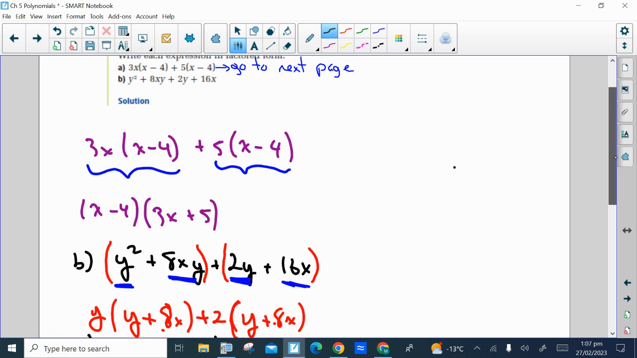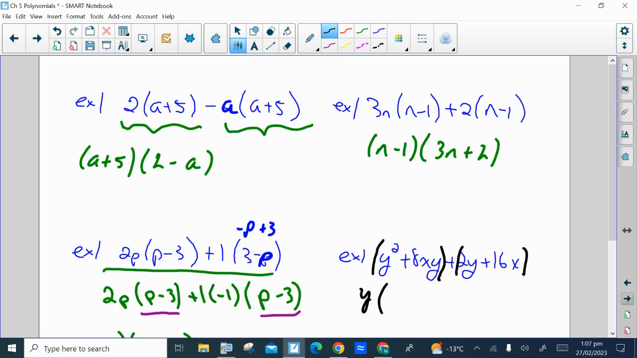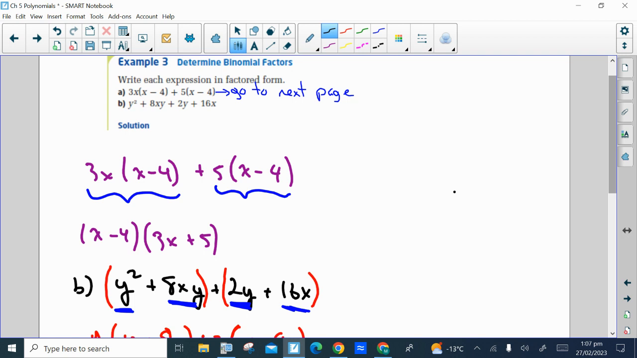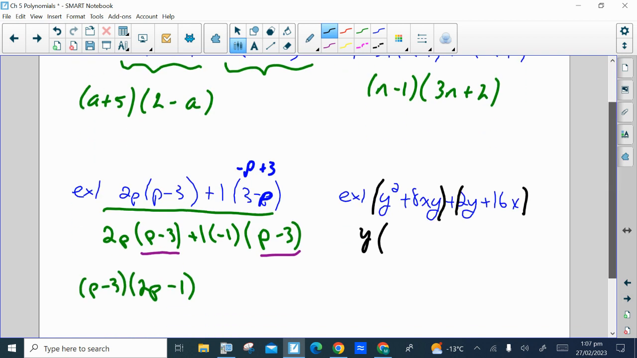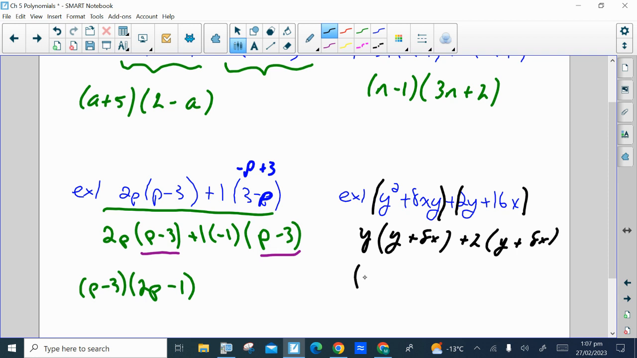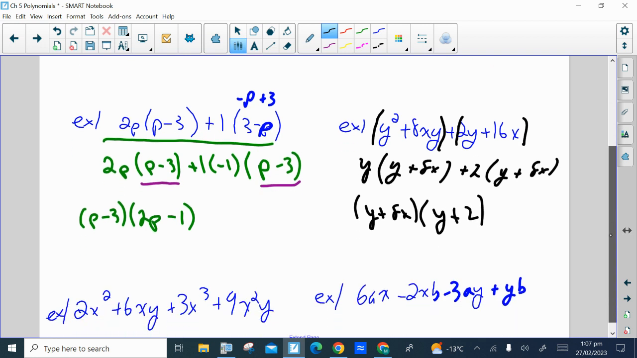It's the same question as the last one. Yeah, it's exactly the same. But you're going to get y plus 8x. And then in the second group, there's a common factor of positive 2, which also gives us y plus 8x. You have a y plus 8x in each term. When you divide by that, you'll get y plus 2. So yeah, it was the same as the last one.